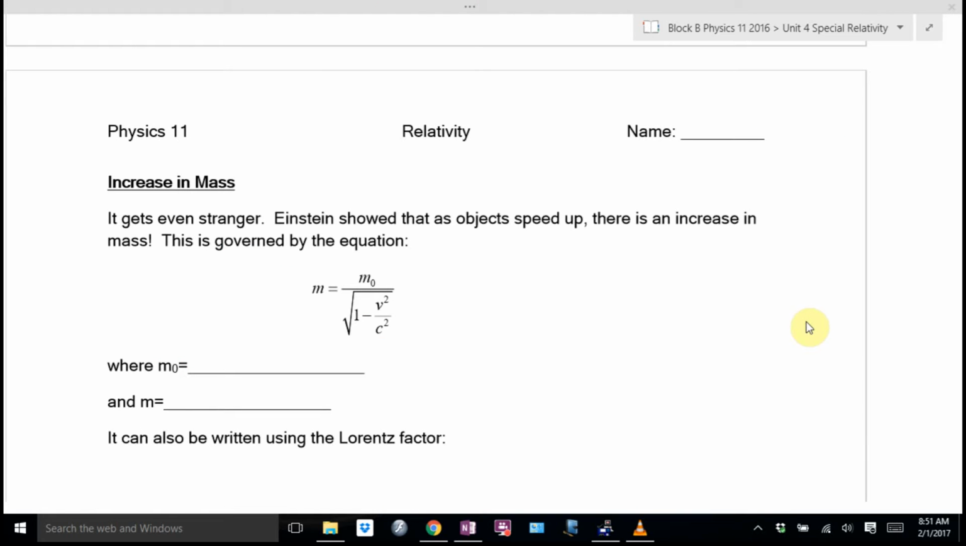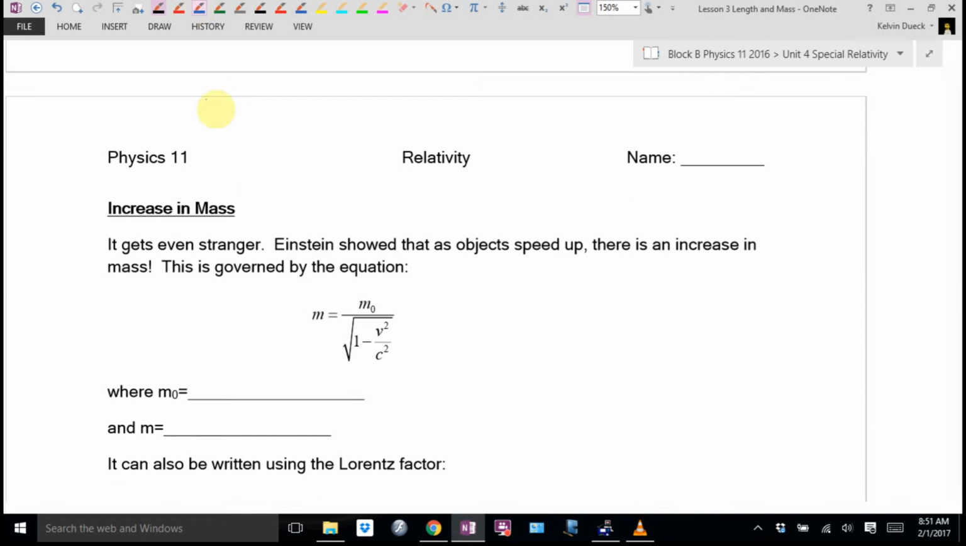Last day I told you that length contracts. Time slows down when you travel fast. It gets even stranger. Actually, you know what? I think what we should do, because we're kind of becoming little physics nerds here, you can, if you want to, cross out the word stranger and you can replace it with the word cooler. It's really up to you. I think this is cooler.